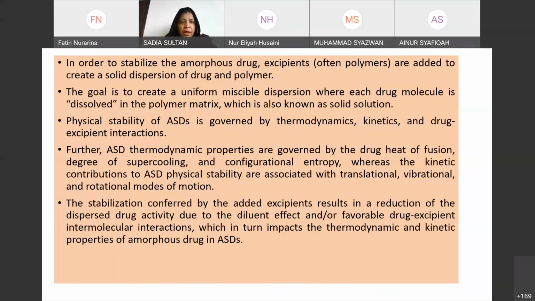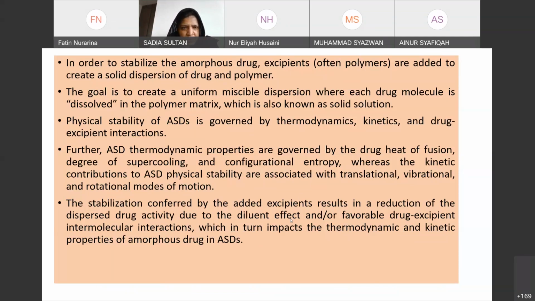Further, amorphous solid thermodynamic properties are governed by the drug heat of fusion, degree of supercooling, and configurational entropy, right? Whereas the kinetic contributions to ASD physical stability are associated with the translational, vibrational, and rotational modes of motion. Because when you are on the earth, in the universe, everything is moving. There are different types of motions, which maybe you have done in your physics. The drug also has all these properties, right?